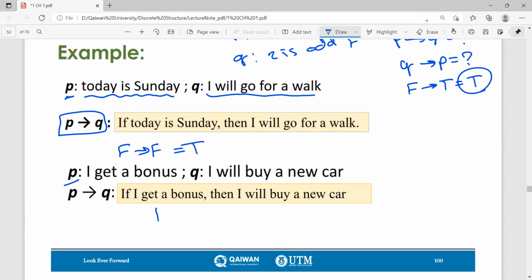Okay. If I get a bonus, then I will buy a new car. Let's say he or she got the bonus. Then she bought the car. So true then true is true. So what if she doesn't buy the car? The result is false. Okay. So here we have these two cases.